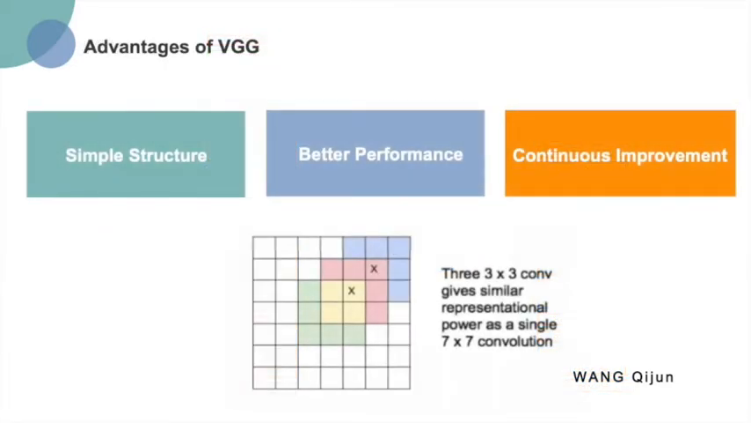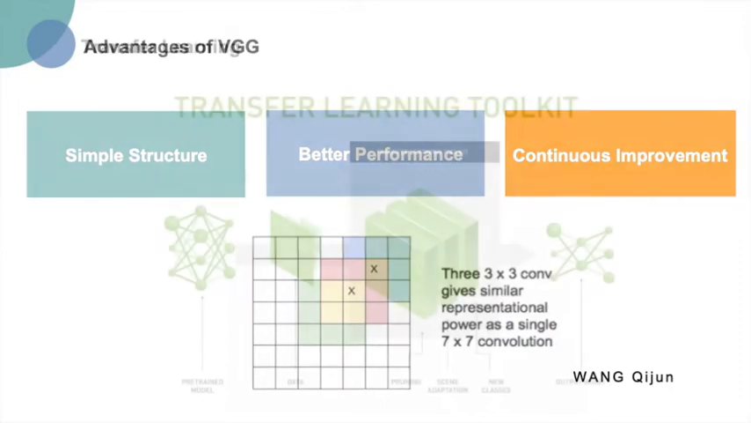There are three advantages of VGG. First, the structure of VGGNet is very simple. The entire network uses the same size convolution kernel size and the maximum pooling size. Second, a combination of several small field convolution layers is better than the large field convolution layer. Third, performance can be improved by continuously deepening the network structure.